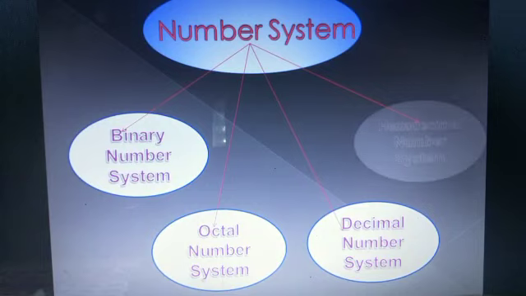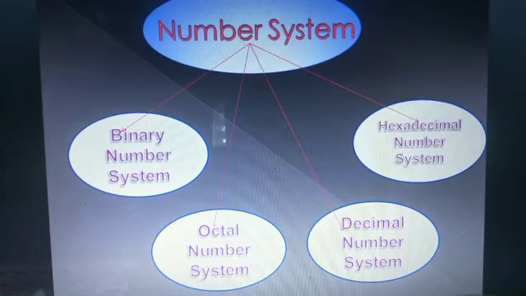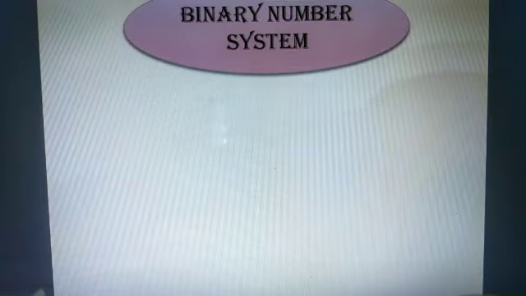Fourth and the last is the hexadecimal number system. It is a little tricky to understand as it contains numbers from 0 to 9 as well as alphabetical letters from A to F. So totally it contains 16 symbols. Now we will discuss them in detail.